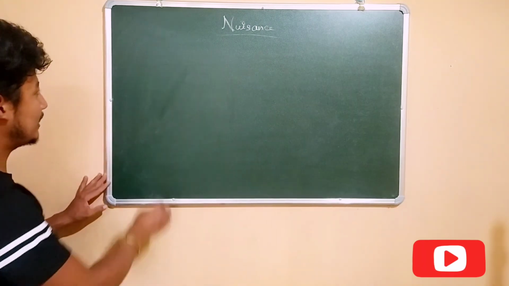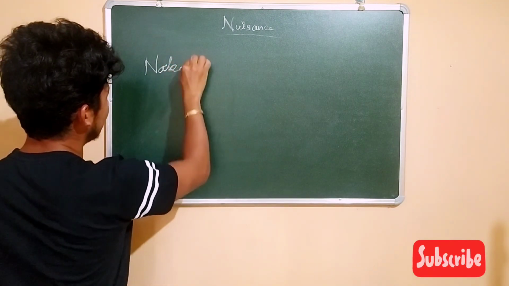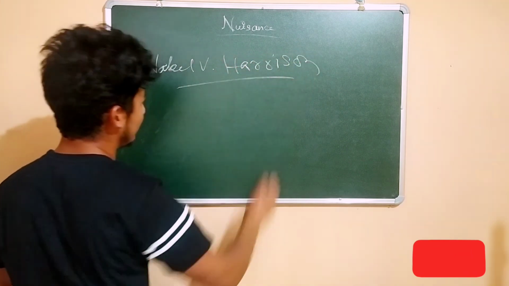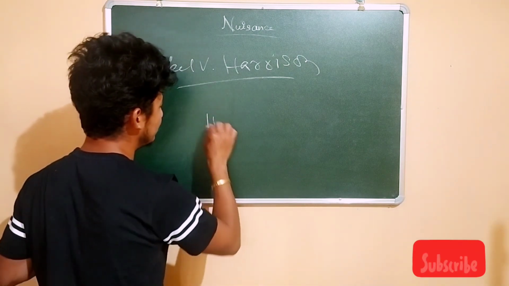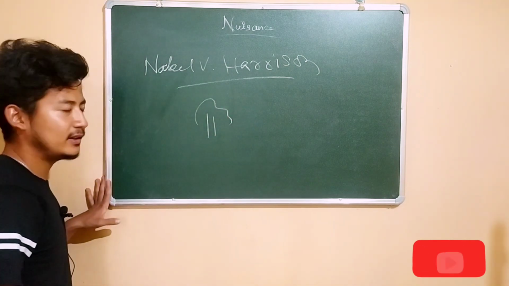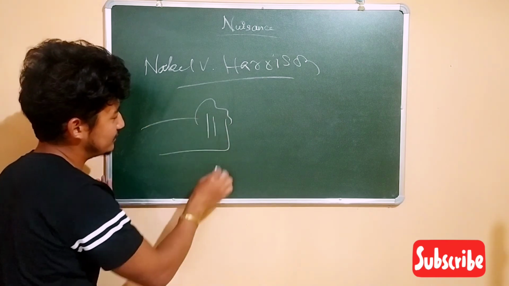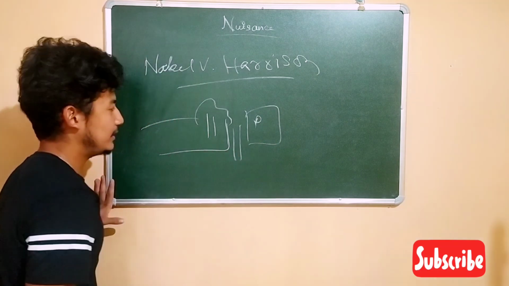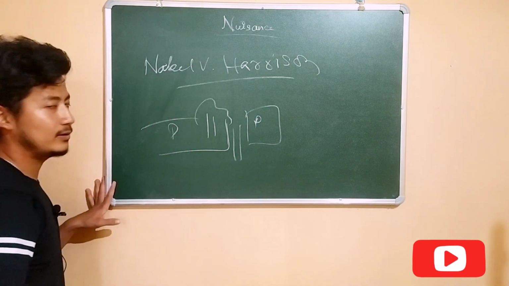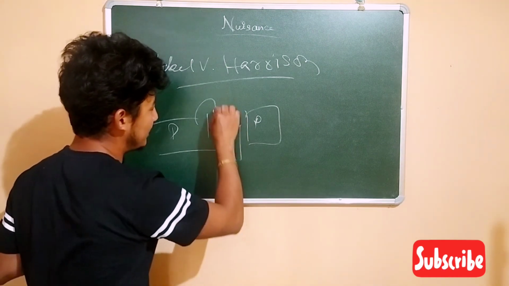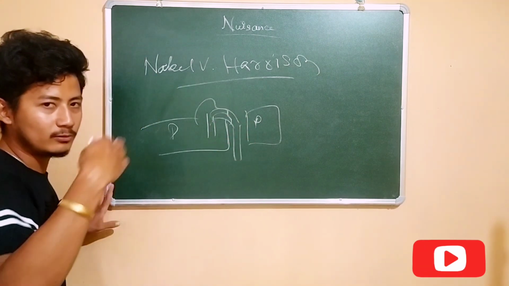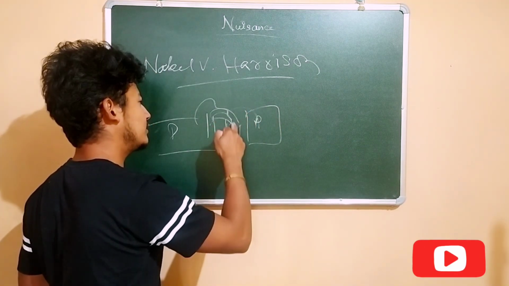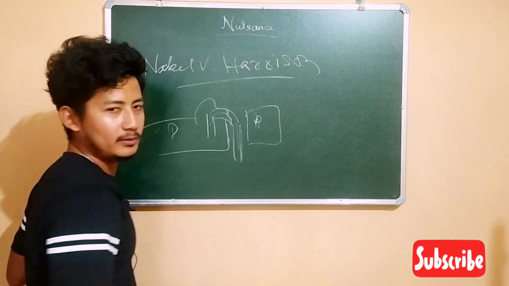There is a case law, Nabel versus Harrison. In this case, the defendant planted a tree in his premises, and this is the highway, which is not the land of the plaintiff. The branches of the tree were hanging over the highway. The plaintiff filed a suit against the defendant, because of that tree the people are getting disturbed here.